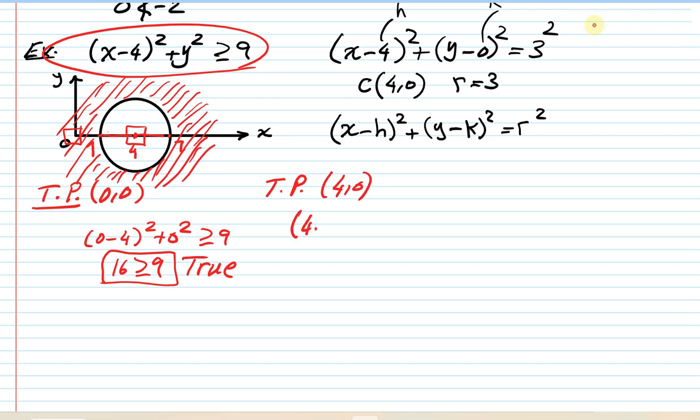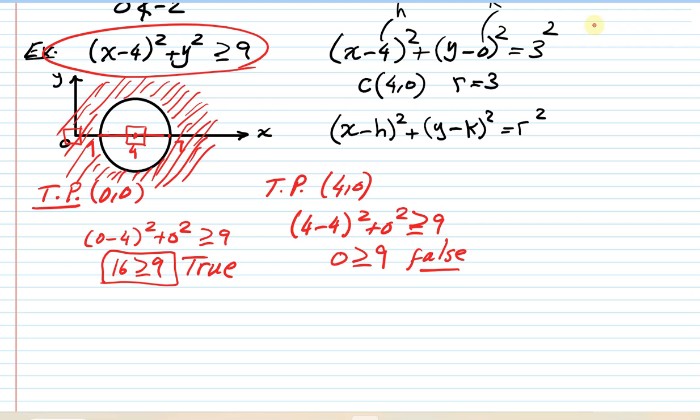Plug it in. 4 minus 4 squared plus 0 squared. Is that greater than or equal to 9? So I get 0 is greater than or equal to 9. Well, is 0 greater than 9? Definitely not equal to, but it's not greater than 9 either. So this is false, right?